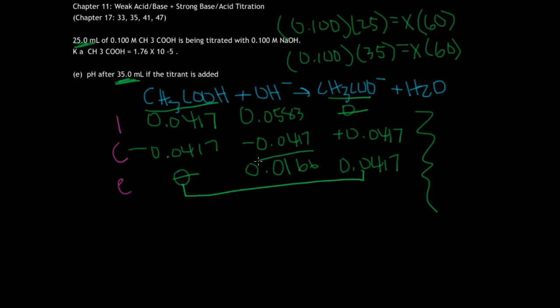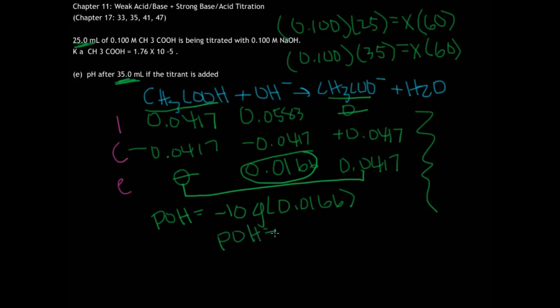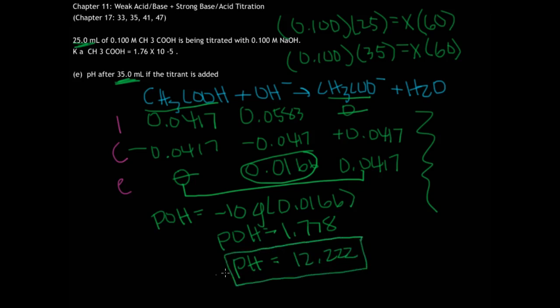What's really awesome is we have excess hydroxide. Find pOH. It's perfect, the opposite of the log of OH minus, which is 0.0166. So pOH equals 1.778, and pH equals 12.222. So a fairly basic ending, well, I guess not ending, but after this point, pH, okay?